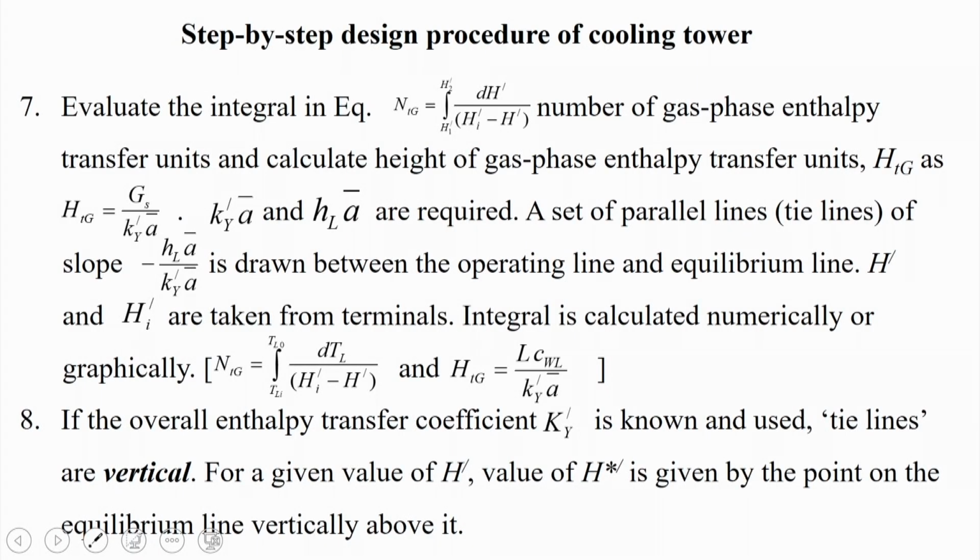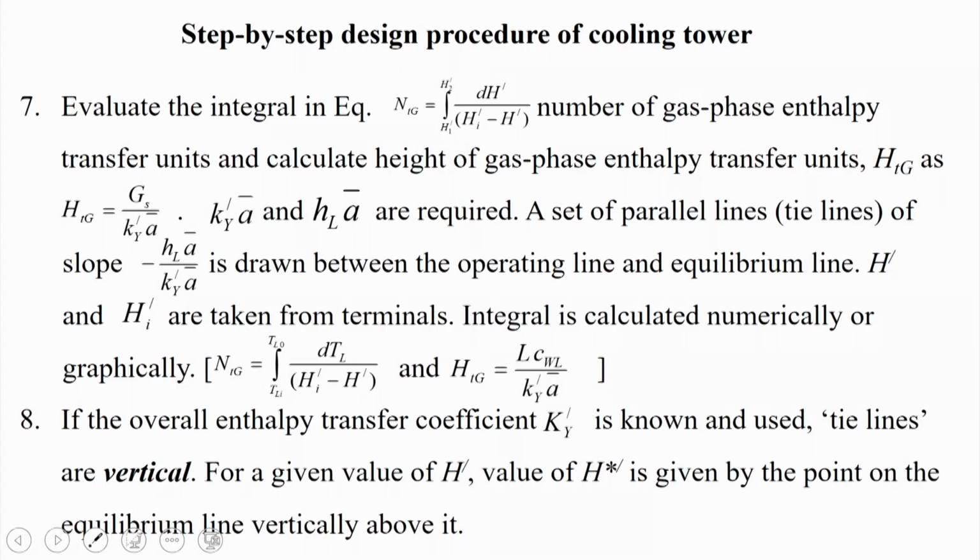So, a set of parallel lines of slope minus HL·Ā by ky'·Ā is drawn between this operating line and the equilibrium line, and H' and Hi' are taken from the terminals, and the integral is calculated numerically or graphically. We will get NTG equal to the integral from TL1 to TL0 of dTL by (Hi' minus H'), and HTG is equal to L·CWL by small ky'·Ā.